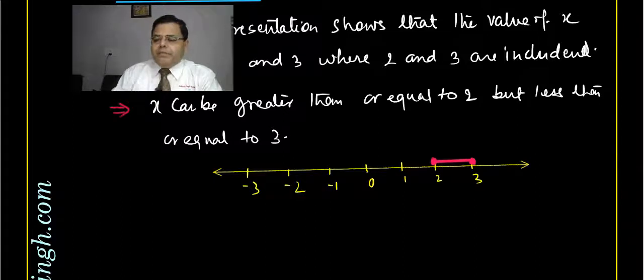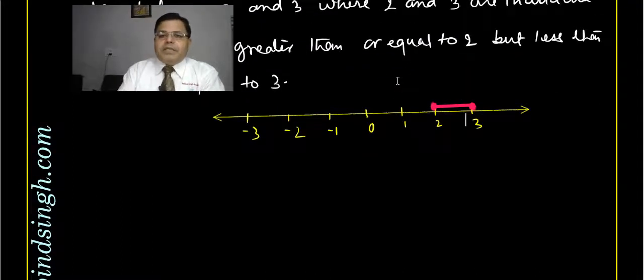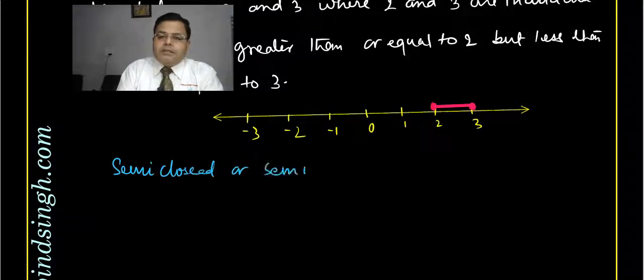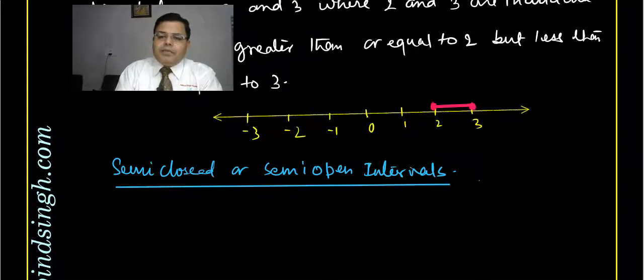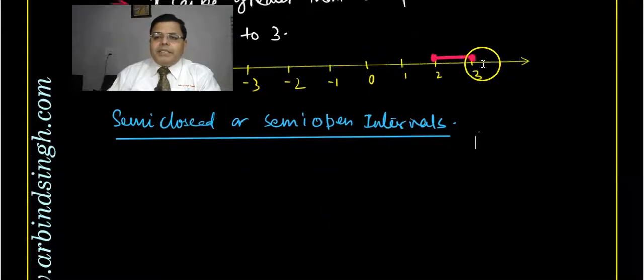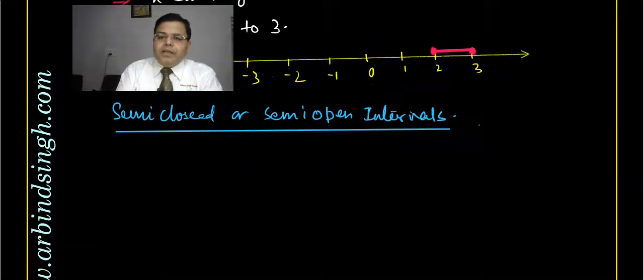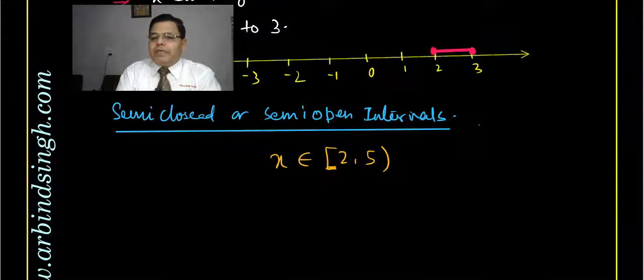The third type of intervals are called semi-closed or semi-open intervals. What kind of intervals are called semi-closed and semi-open? It means half closed, half open. Suppose someone writes that x belongs to 2 and 5, one side closed and one side open.